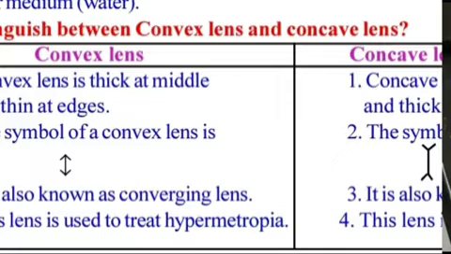Convex lens is also known as converging lens, and concave lens is also known as diverging lens. Convex lens is used to treat hypermetropia, and concave lens is used to treat myopia. These hypermetropia and myopia concepts will be discussed in the next class.